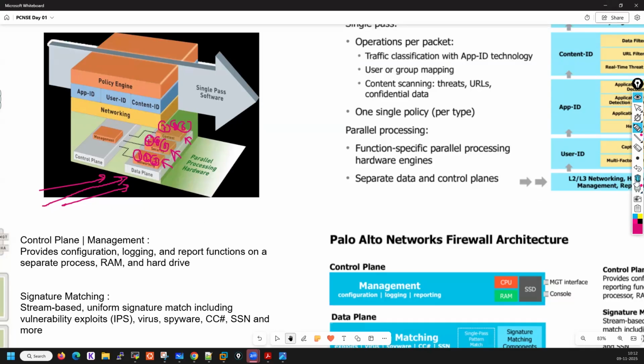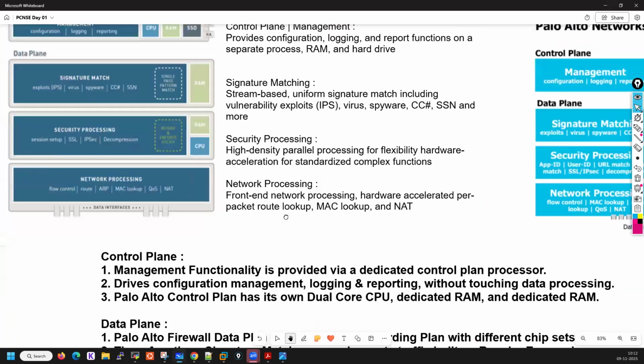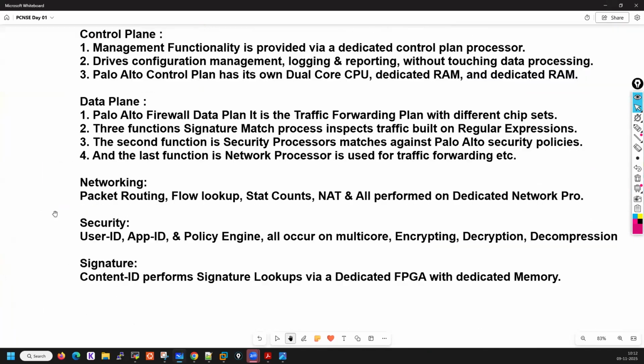Now, let me go beyond this discussion. It's the same information.